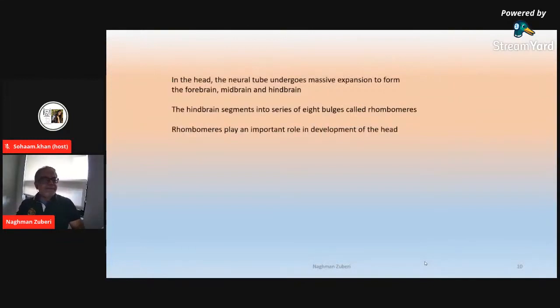In the head, the neural tube undergoes massive expansion to form the forebrain, midbrain, and the hindbrain, the three parts of the brain. The hindbrain segments into a series of 8 bulges, which are known as rhombomeres. These rhombomeres actually play an important role in the development of the head and the skull.